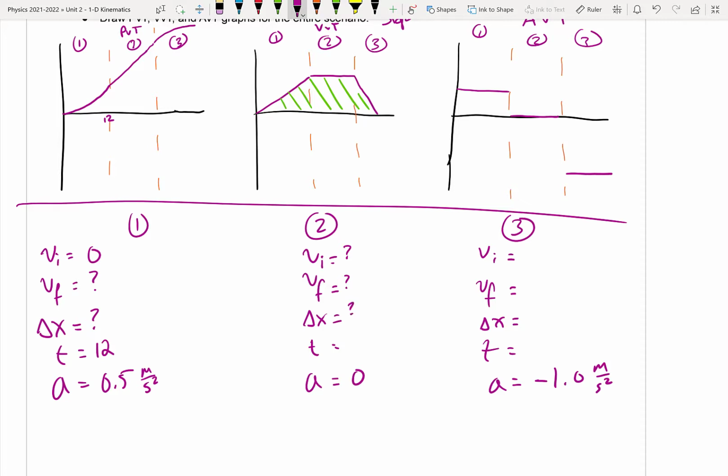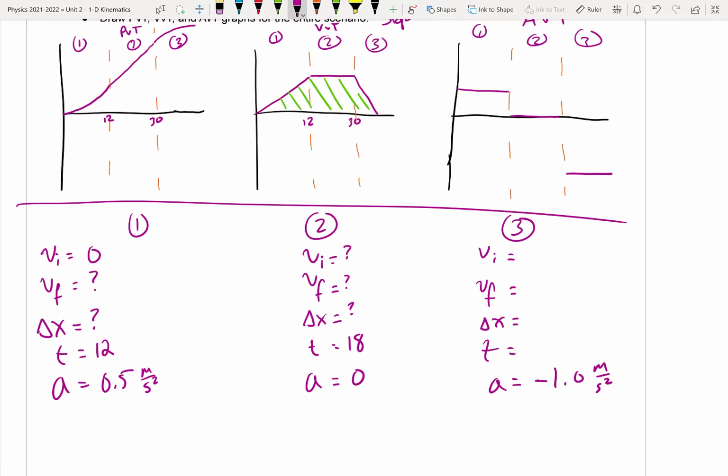Delta X, we don't know. Time, we do know, that's 18. So I know I go from 12 to another 18 seconds is now 30. That's helping me build more information into my graph. Notice in phase 2, I have 3 unknowns. That's not a good spot to be in. I want to usually know 3 things at least.